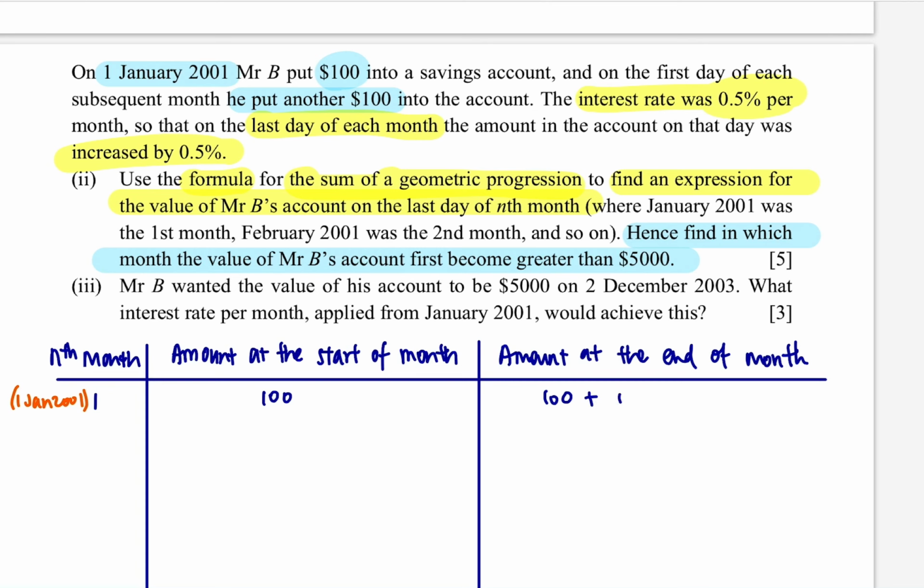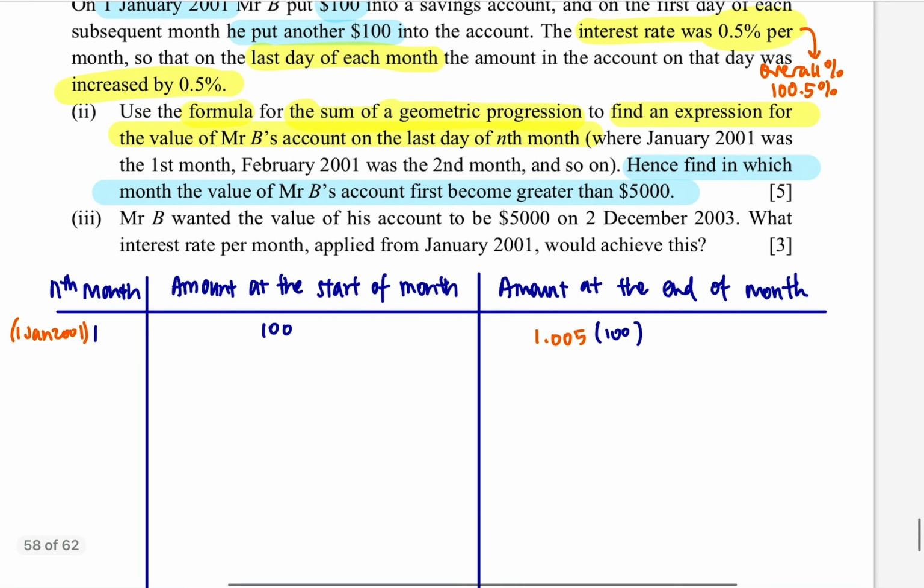Now, my suggestion is don't write like that. Now, 0.5% is 0.005 times 100. Now, writing like this is very lengthy, so instead of saying the principal amount plus the interest, might as well you calculate the overall percentage. So, although here the interest is 0.5%, the overall percentage will be 100.5%, right? That's the overall, because original is 100%, then you got 0.5%. So as a result, I'll get 1.005, which is converted to decimal, times 100. So that's what I'll get at the end of the first month.